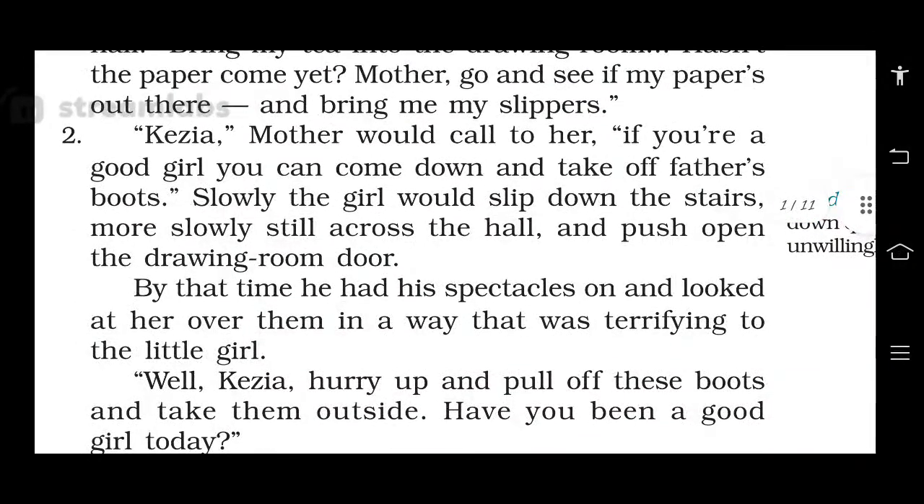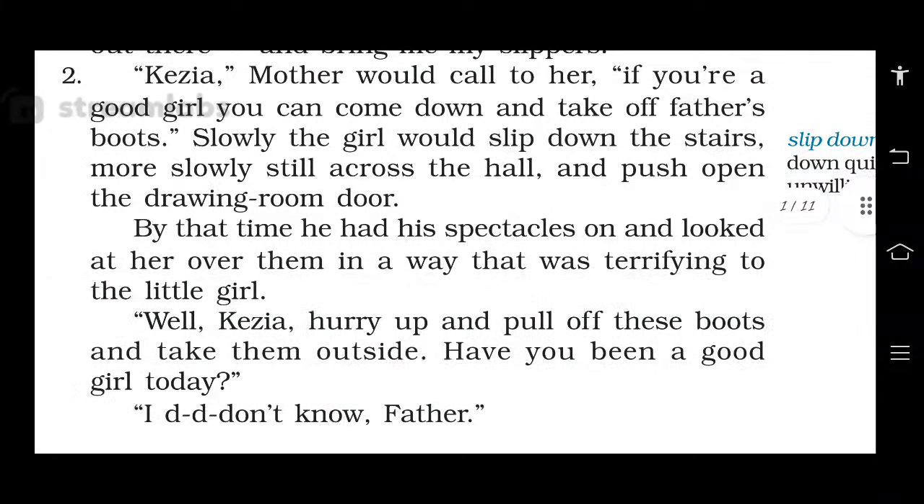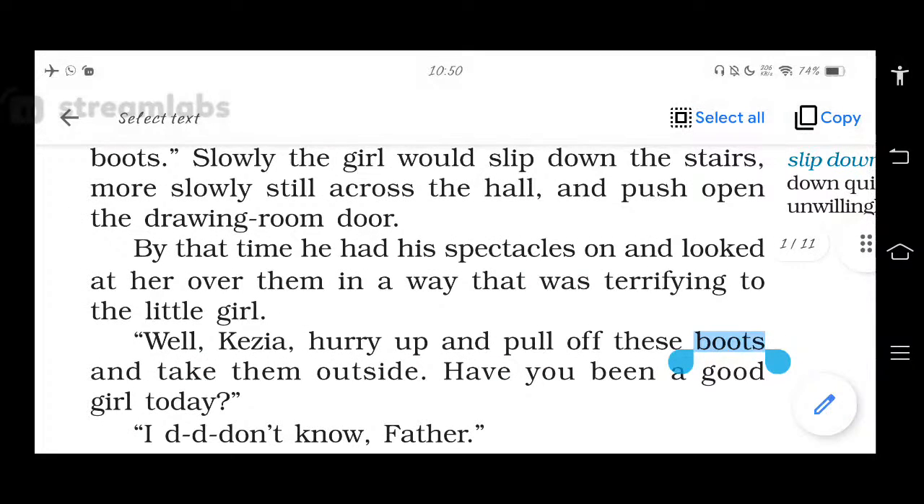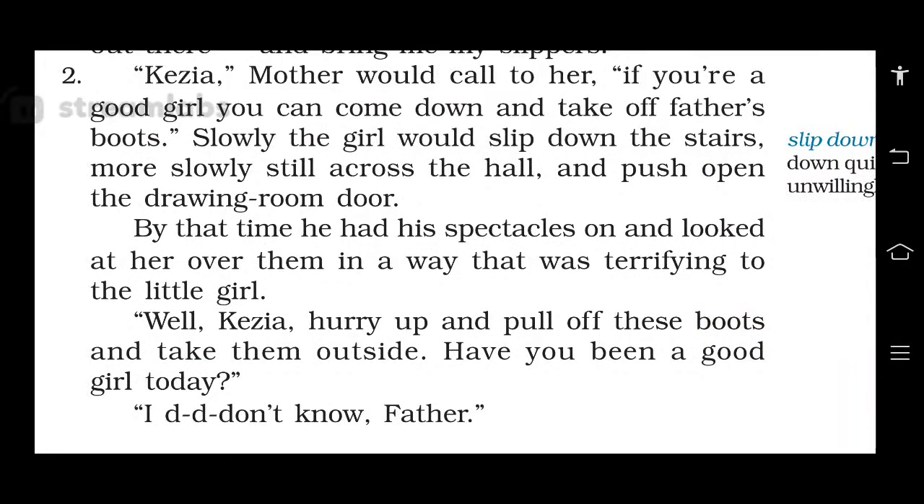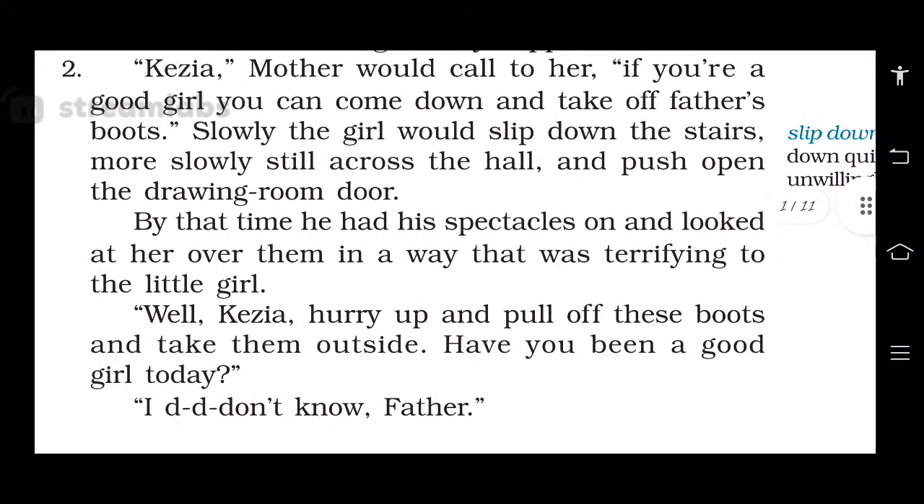Look at the second stanza. Kezia is the name of the girl. Mother would call her, "If you are a good girl, you can come down and take off father's boots." Here, boots refers to nothing but shoes.